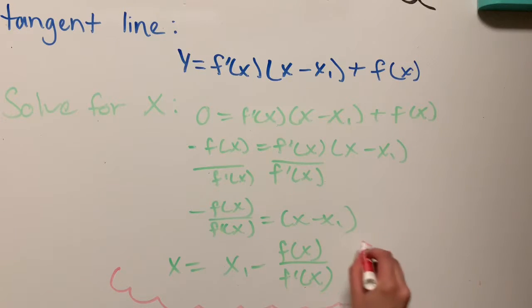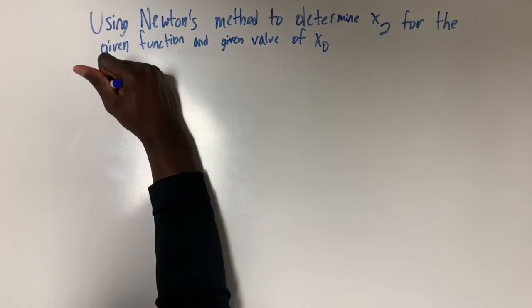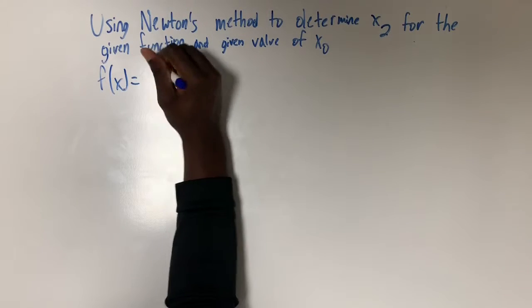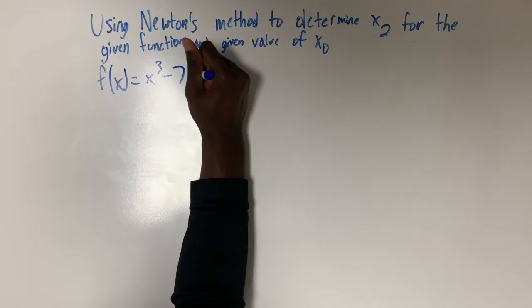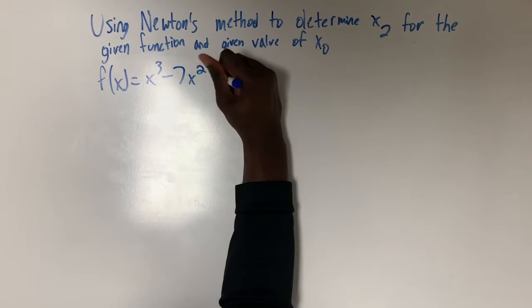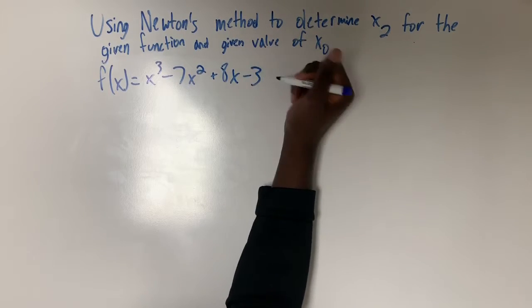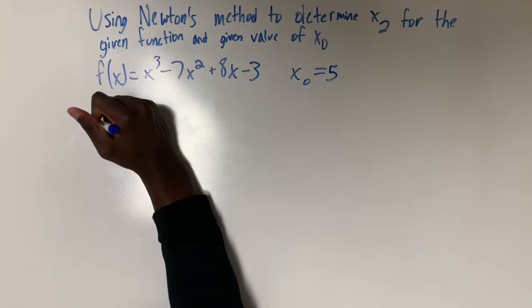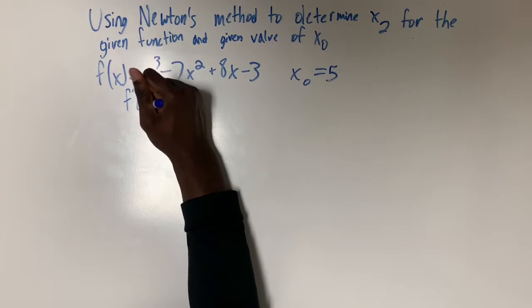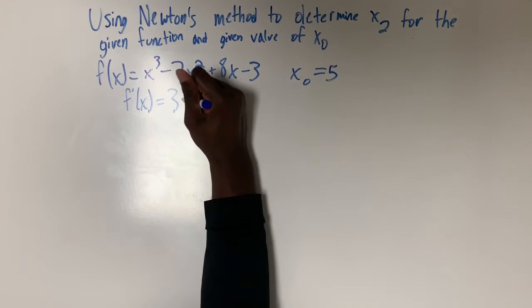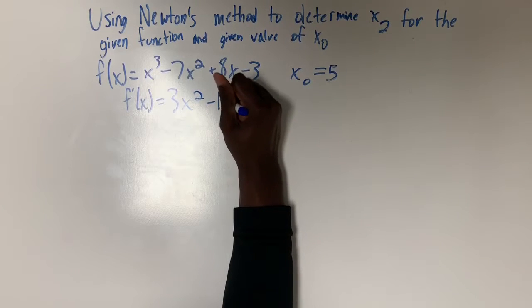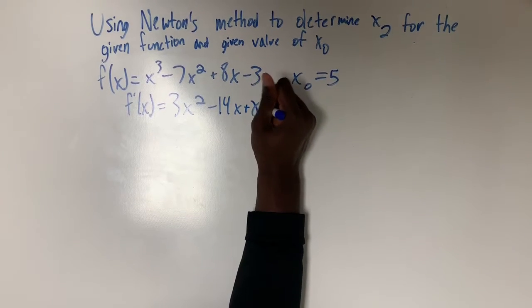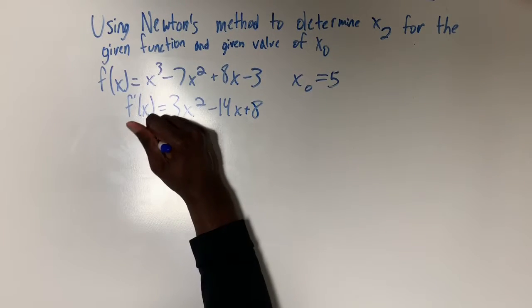From there, we can begin to solve any other problems in however many iterations asked for by using an initial guess. For our first example, we're going to be using Newton's method to determine x2 with the given function f of x equals x cubed minus 7x squared plus 8x minus 3, and the initial x value, which is going to be 5. We're first going to find our f prime, which is going to be 3x squared minus 14x plus 8 from the given function, so that way we have the equation on hand for when we're trying to plug our values into Newton's method's formula.